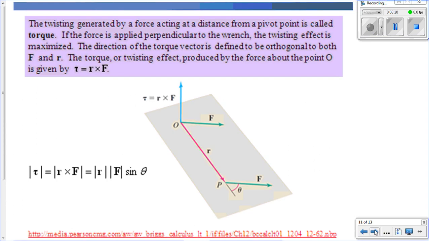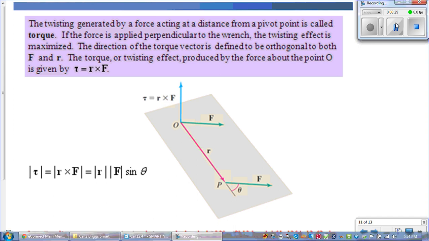Okay, now let's go back to torque again. The twisting that's generated by that force, by R and F, is perpendicular to the plane that contained them. The magnitude will just be the magnitude of R cross F, which is just the magnitude of R times the magnitude of F times sine of theta, where theta is that angle that's between R and F.